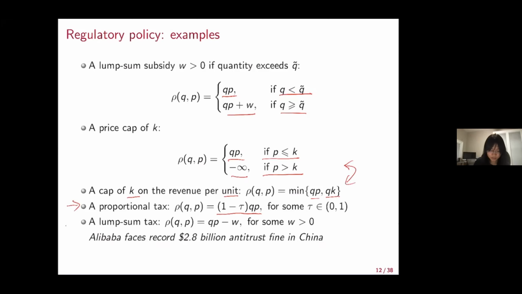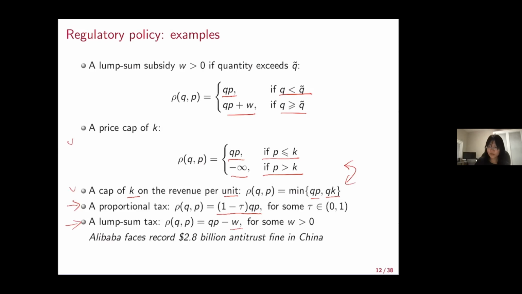And the last one is a lump sum tax. So this basically tells the firm that I would take W away from you. This relates to the recent fine Alibaba faces in China. They have to pay a 2.8 billion antitrust fine for monopoly behavior. Now we want to show in the paper that the price cap shows up in the optimal policy, but the other instruments do not.